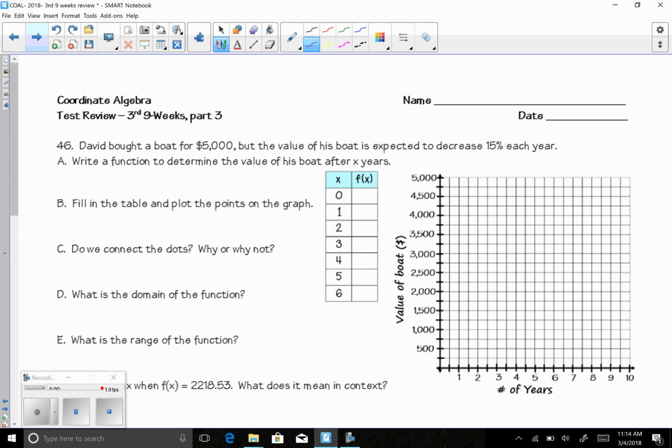All right, so we're at number 46. David bought a boat for $5,000, but the value of his boat is expected to decrease 15% each year. Write a function to determine the value of the boat. So decreasing 15% each year, this is going to be f of x equals a times 1 minus r to the x power, since it's decreasing. That would be 1 minus 0.15. So you end up getting f of x equals 5,000, which is what he started with, times 0.85 to the x power.